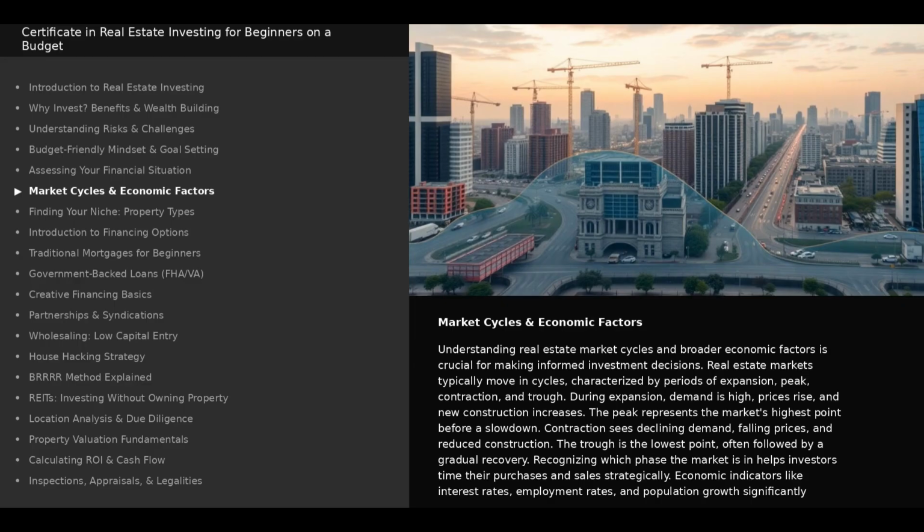The peak represents the market's highest point before a slowdown. Contraction sees declining demand, falling prices, and reduced construction. The trough is the lowest point, often followed by a gradual recovery. Recognizing which phase the market is in helps investors time their purchases and sales strategically.